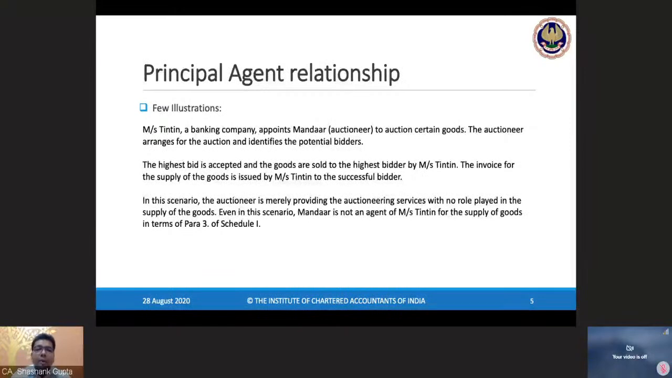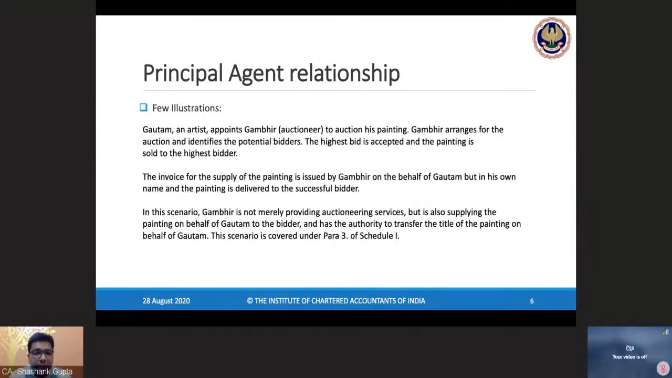In the earlier example also, there was an agent appointed to identify some supply of goods. He did that, but he is not showcasing himself as the supplier or the recipient of goods. Another example. Gautam, an artist, appoints Gambhir to auction his painting. Gambhir arranges for the auction and identifies the potential bidders. The highest bid is accepted and the painting is sold to the highest bidder.